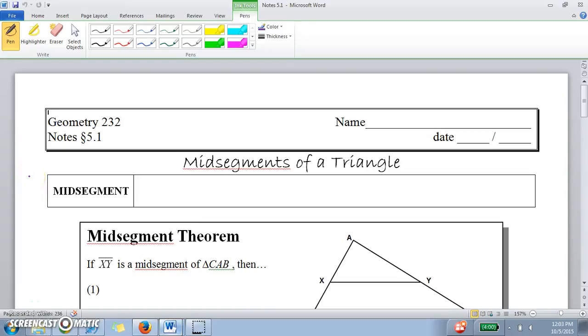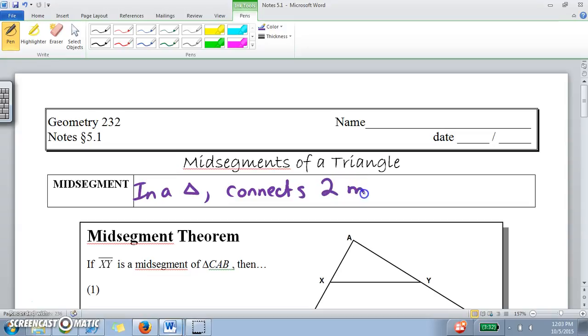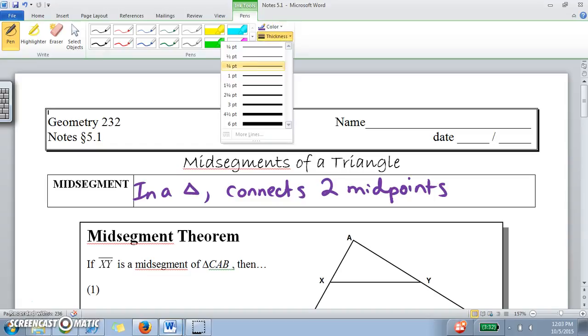This is Geometry, Section 5.1, Midsegments of a Triangle. So, what is a midsegment? A midsegment is a segment in a triangle that connects two midpoints together. So if we have two midpoints of two sides of a triangle and we connect those two midpoints with another segment, we call that a midsegment.